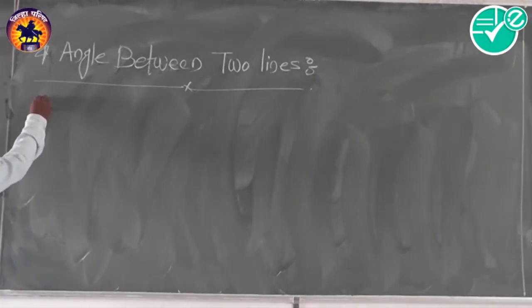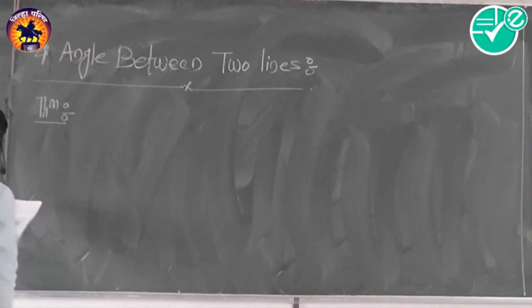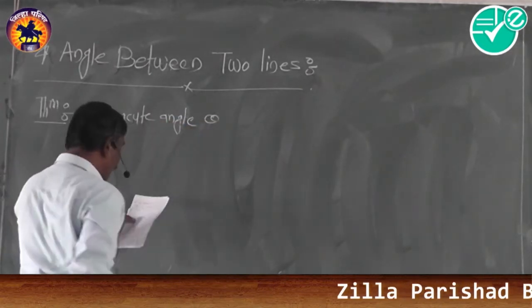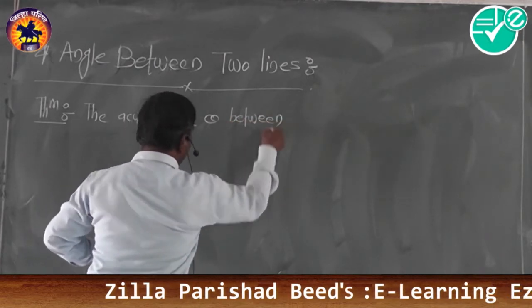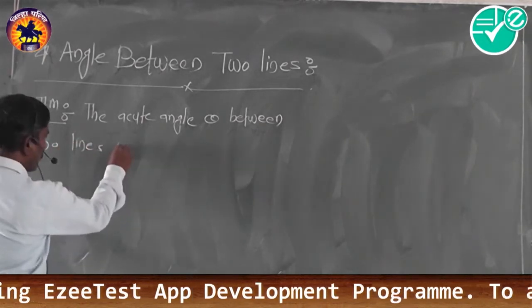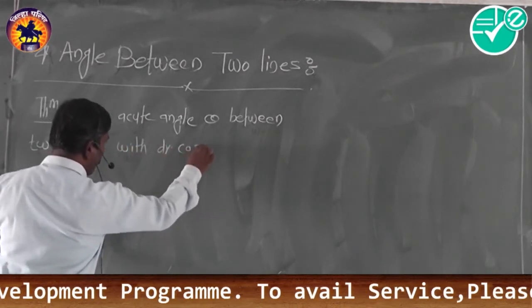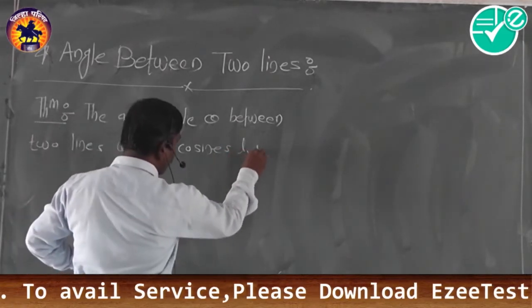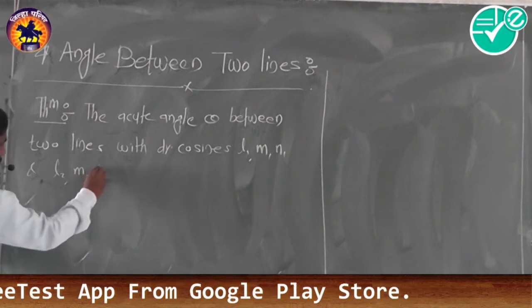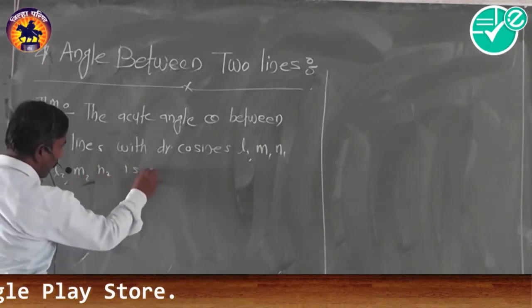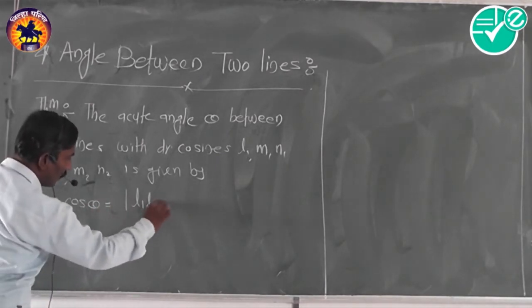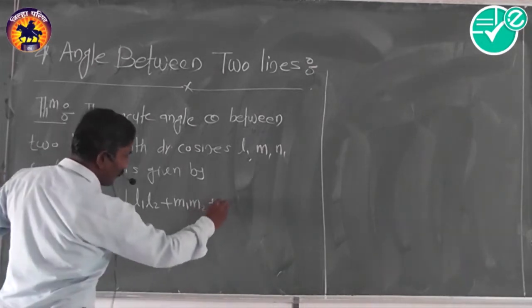Now the first theorem, the second theorem of this chapter: the acute angle theta between two lines with direction cosines L1, M1, N1 and L2, M2, N2 is given by cos theta is equal to mod of L1 L2 plus M1 M2 plus N1 N2.